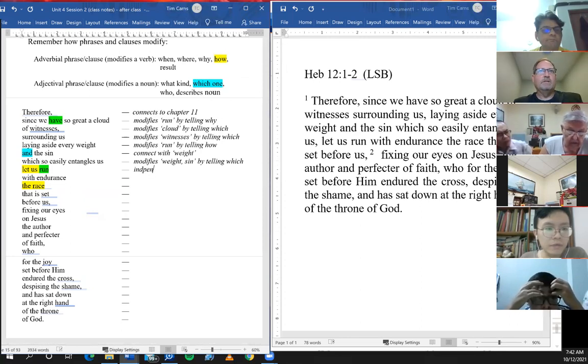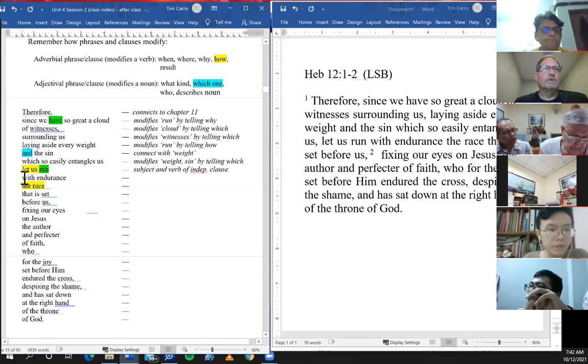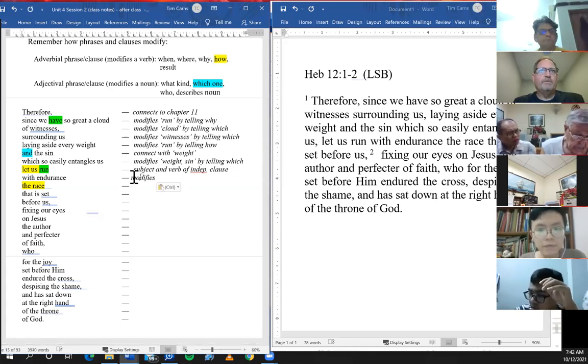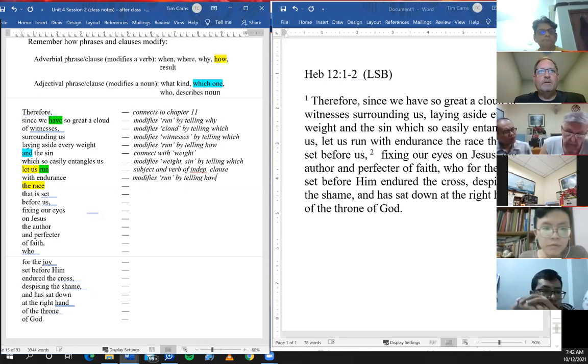The next one we've already identified. It's the subject and verb of the independent clause. All right, how about the next one, Fu Wei? With endurance. It modifies runs. Yes, and how is it modified? How by telling us how it runs. How are we to run? With endurance. All right, very good.